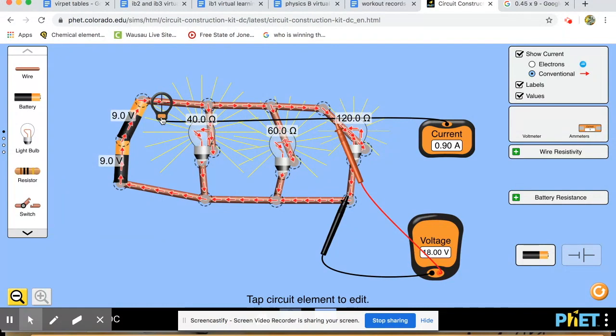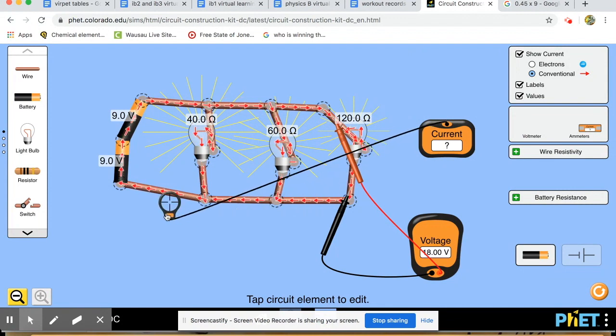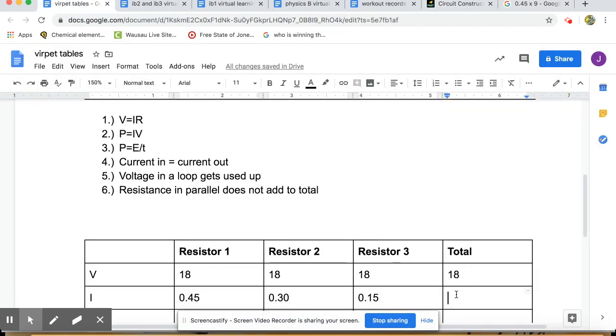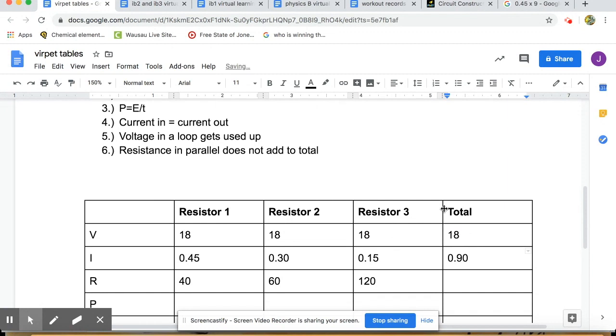So total is 0.9 amps. You can imagine it's like 0.9 gallons of water leaving the faucet. And 0.9 gallons of water split up into 0.45, 0.3, and 0.15. They have to split up, and then they come back together at this intersection, and they get back to 0.9. So the total here, we can actually just add up and get 0.9. Let's be consistent with that.